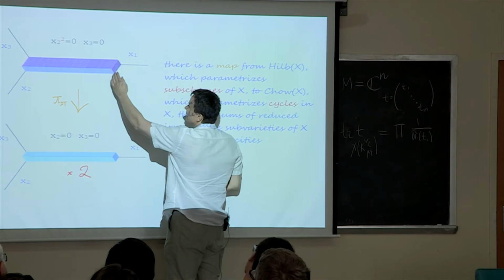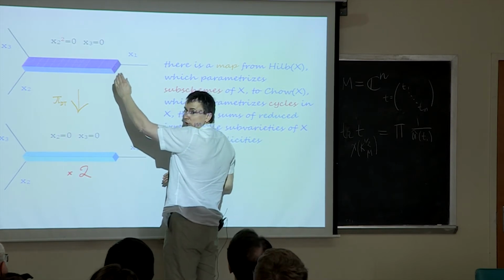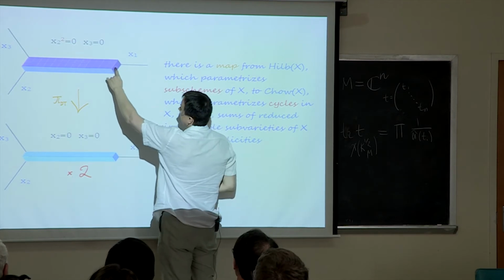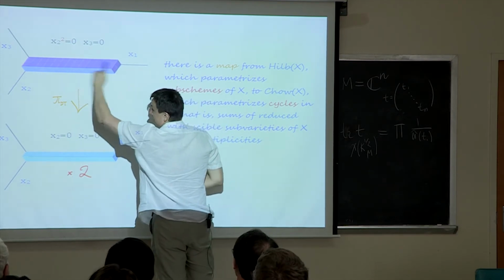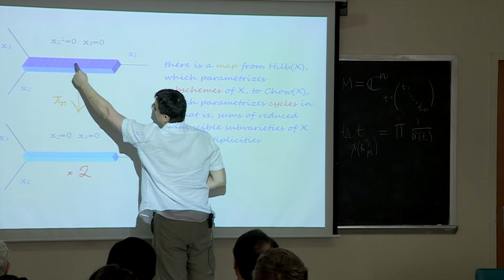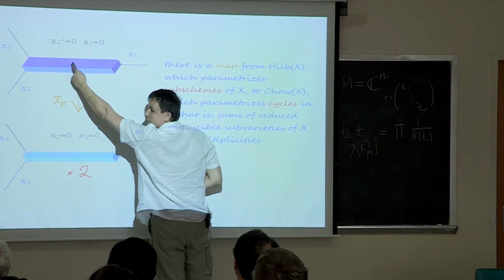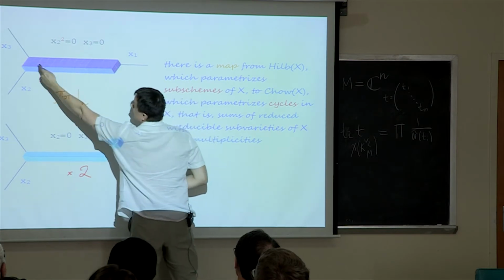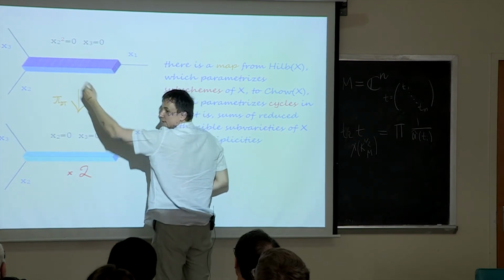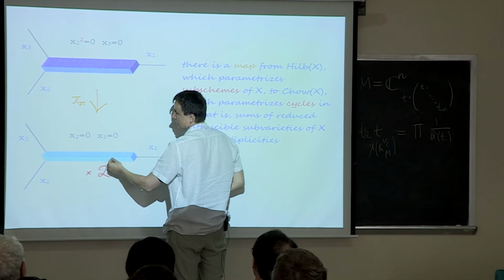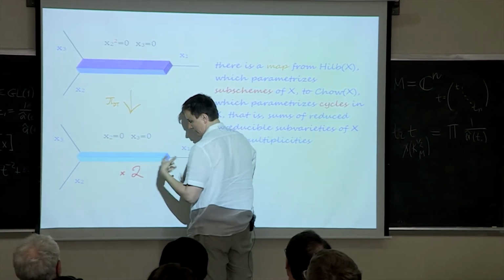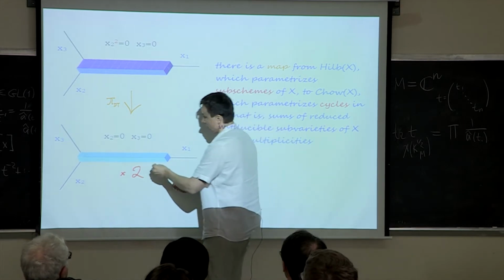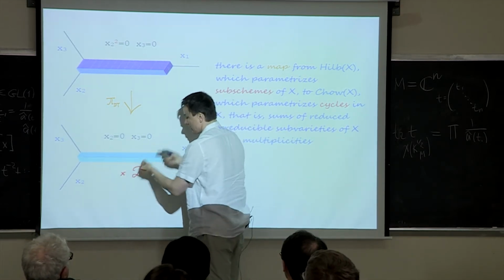To any such thing, I can associate a corresponding cycle. Namely, I take the irreducible components of the support, each with its natural multiplicity. Here, it's clear that this is the x1 axis doubled. So the corresponding cycle is just a reduced, reducible algebraic variety with multiplicity. It's just this line counted twice.